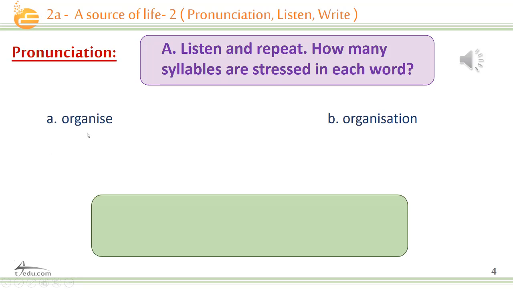Like the word organize. I have organize: 3 syllables, because I have 3 different vowel sounds. Here is the same word, but with a suffix that transforms the verb into a noun. We say organization. How many syllables? Yes, I have 5 different vowel sounds, and I have 5 syllables in this word. Very good.